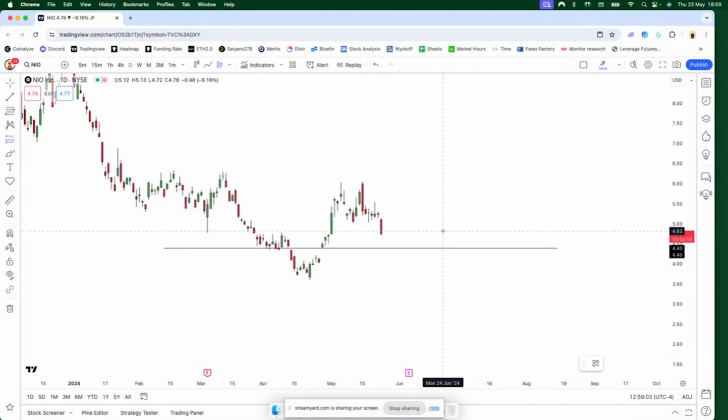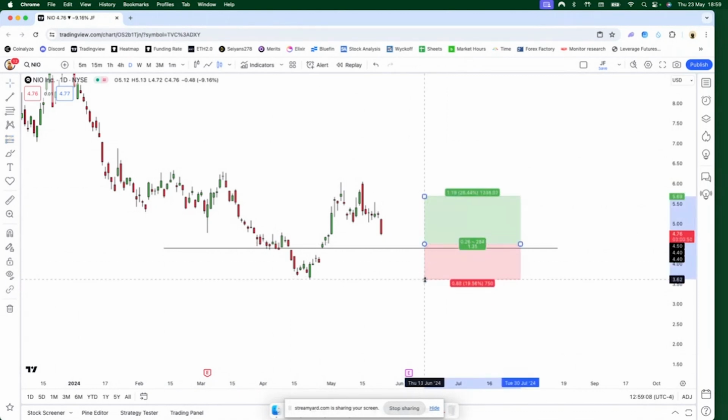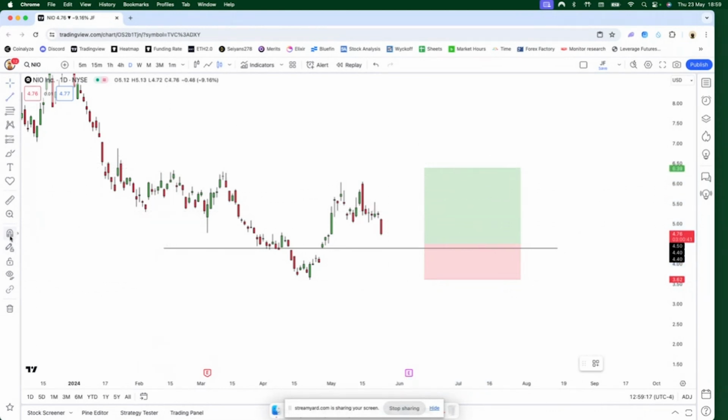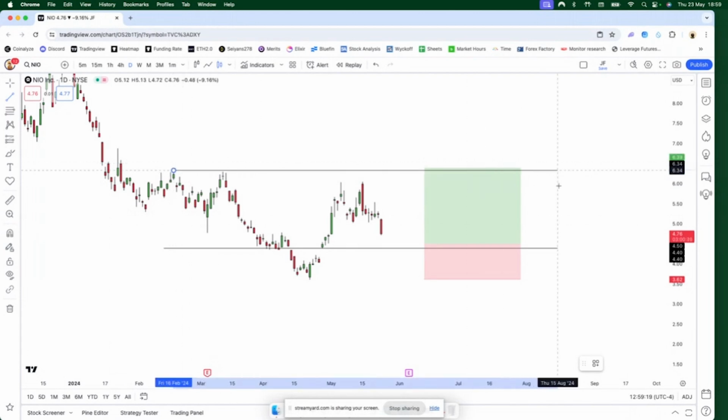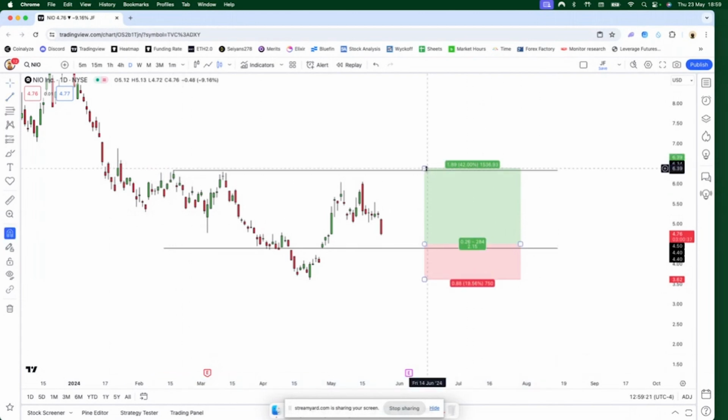So you enter on the 1 hour candle closing back above, and we can put our stop loss here at 3.60 and aim for a 2-to-1 risk reward, basically aiming for, let's see, 6.34 is the target. So very simple. We'll work with two targets. So 6.34 is the first target.